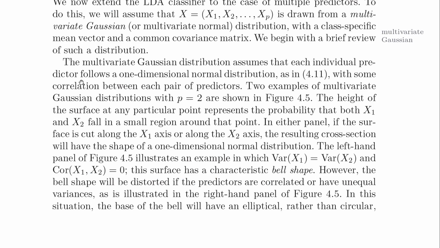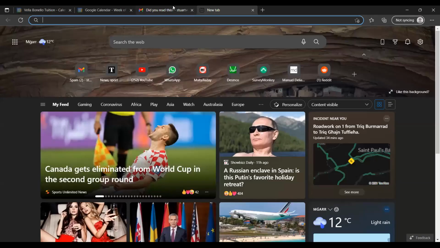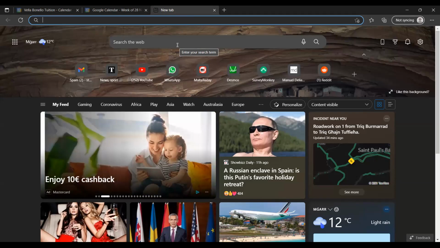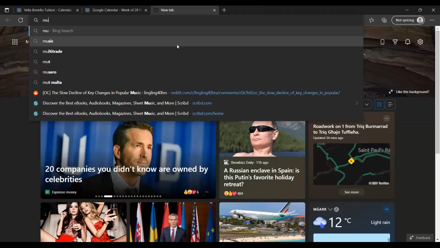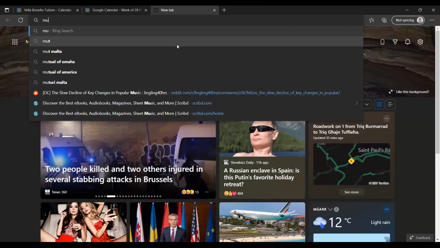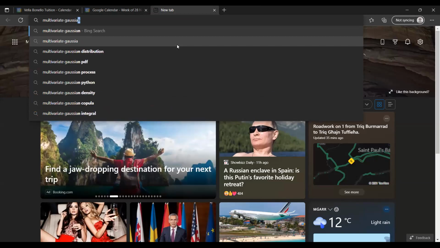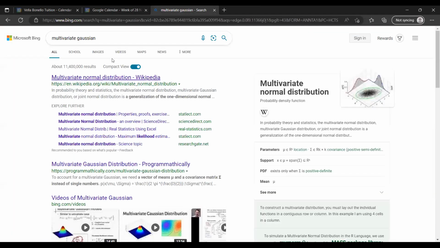Assumes that each individual predictor follows a one-dimensional normal distribution. I think we need to go into the browser now. Let's see, just close these. Let's look at... yeah, that's exactly it. That's exactly it. Look.